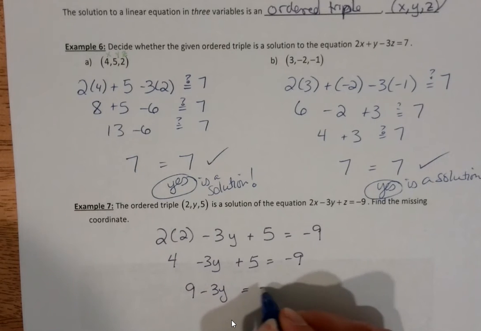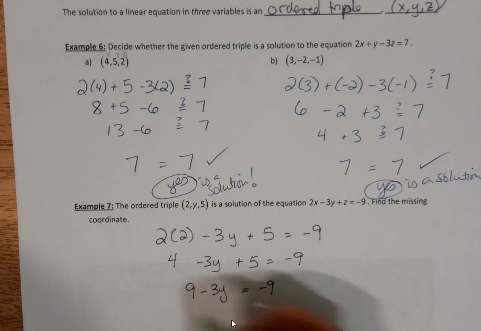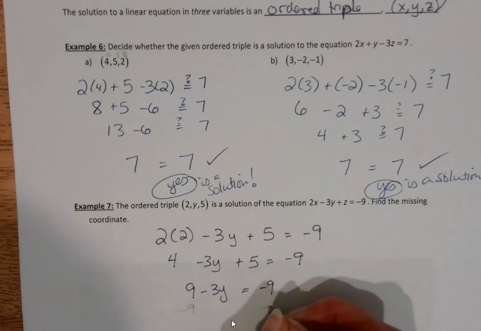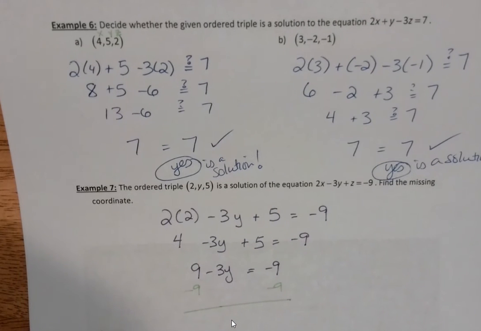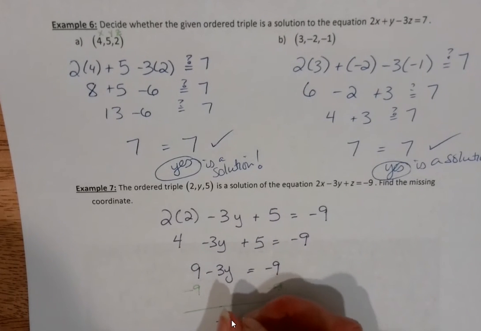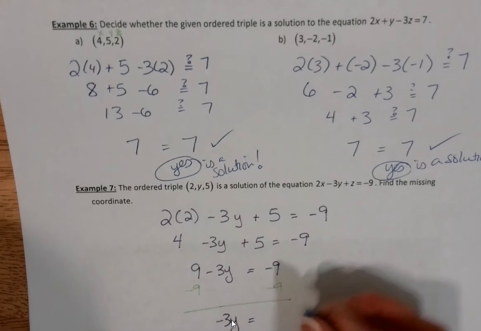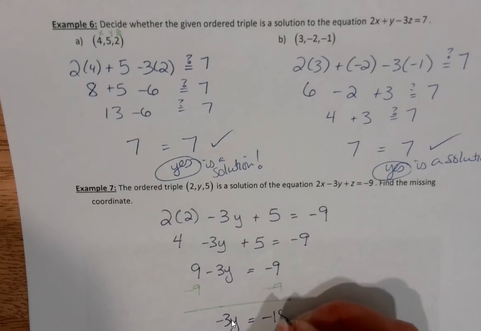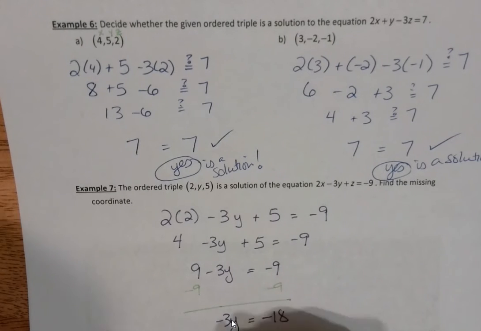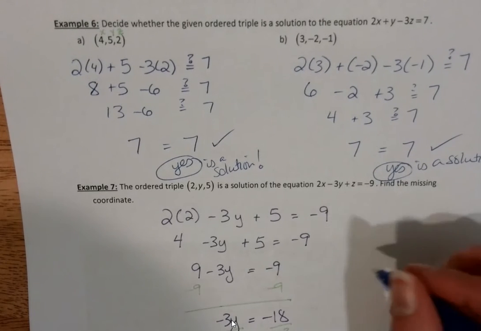Minus 3y equals negative 9. And we want to subtract 9 from both sides to try to get our y by itself. So negative 3y is equal to negative 9 minus 9, which is negative 18. Then we could divide both sides by negative 3 to get a y value of 6. Okay. So the missing coordinate is y equals 6.